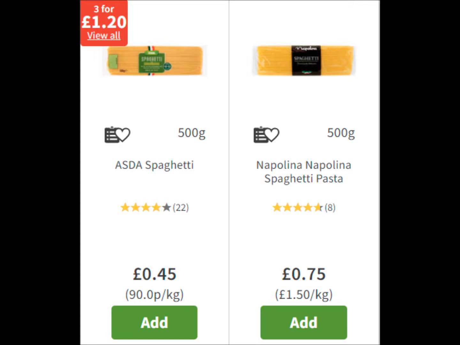So hopefully you answered the first one, it's only 90 pence per kilogram, whereas the second one is £1.50 per kilogram. So the first one is your cheaper or your best buy option overall for that one.